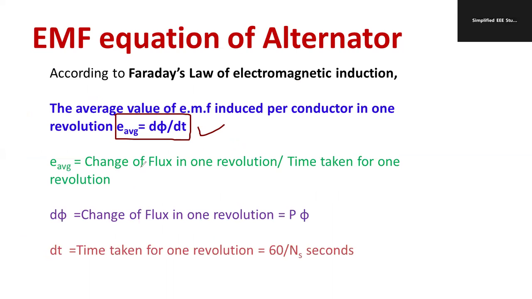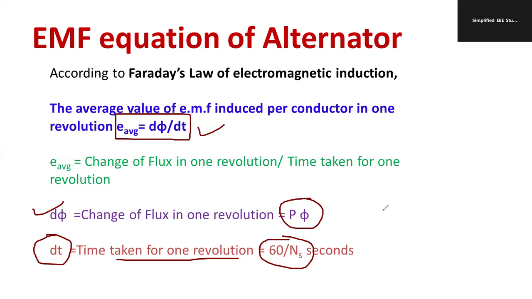E average is nothing but change of flux in one revolution upon the time taken for one revolution. First, you need to calculate the change of flux in one revolution. That is nothing but the number of poles into phi, where phi is the flux per pole in Weber, P is the number of poles. Now I need to calculate the time taken for one revolution. That is nothing but 60 divided by Ns.